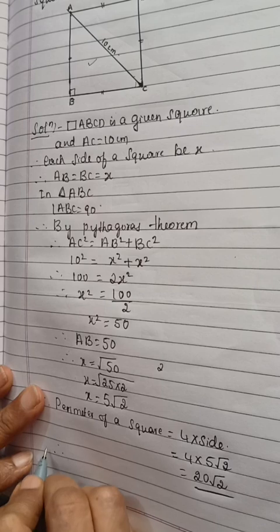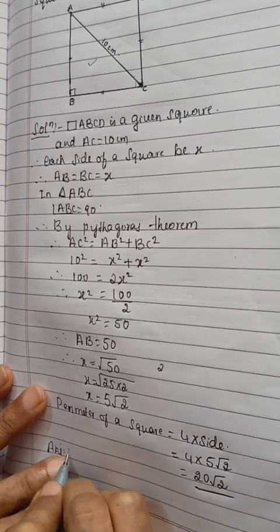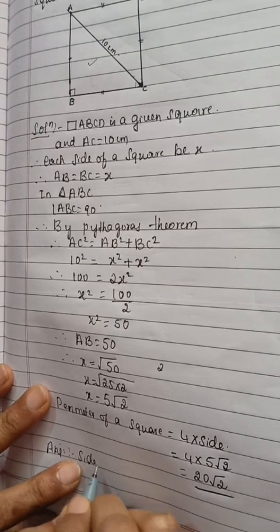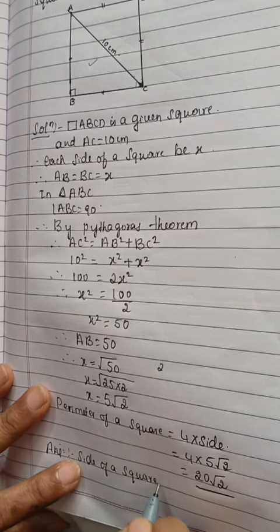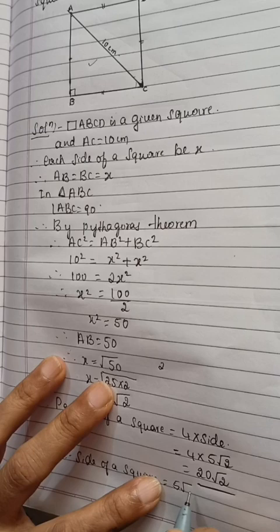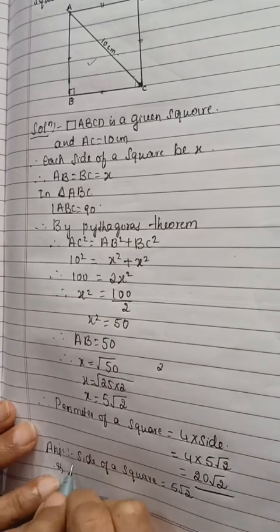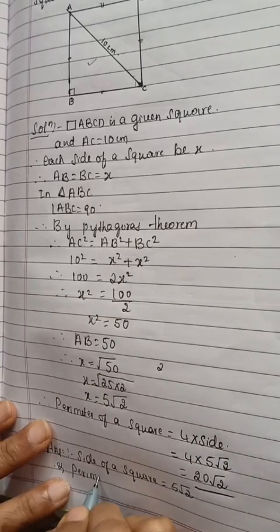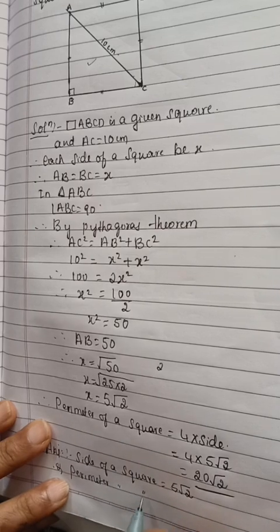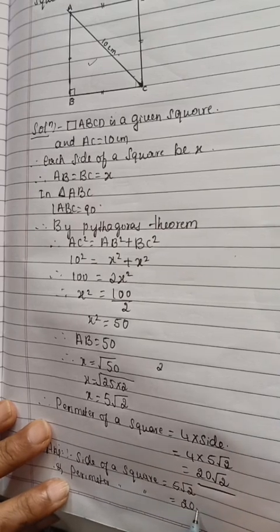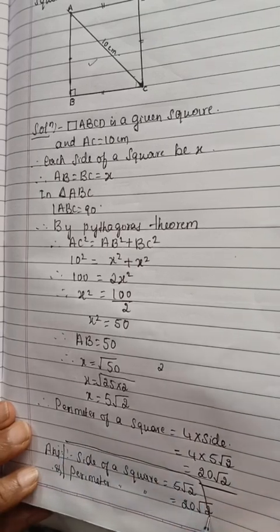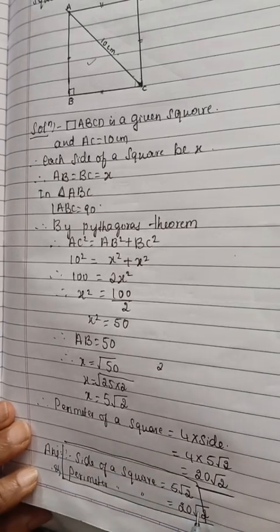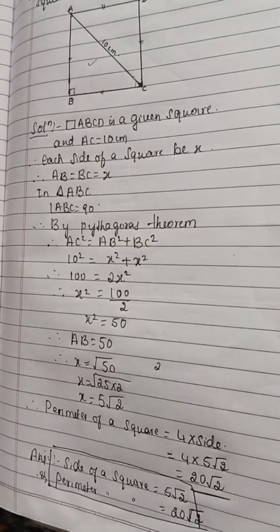Therefore the answer is: side of a square is 5 root 2 and perimeter of a square is 20 root 2. This is the answer. See, this is 20 root 2. Okay.